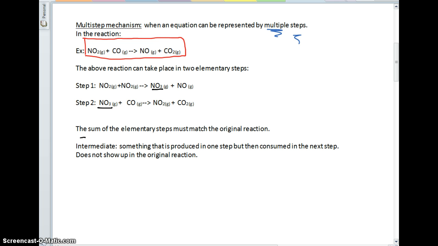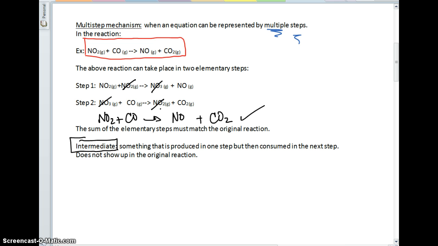Now, that's a special type of thing. It's called an intermediate, something that is produced in one step. So NO3 again is produced as a product here, and then it is consumed there. An intermediate does not show up in the final balanced equation, so we're going to go ahead and cancel that out. We also have NO2 being consumed and produced, and we're going to cancel it out. So let's rewrite our equation and sum everything up, just like we do in Hess's law. NO2 plus CO yields NO plus CO2. So if they ask, is this a good proposed mechanism, it would be, because things canceled out, and everything summed up to match the original reaction.